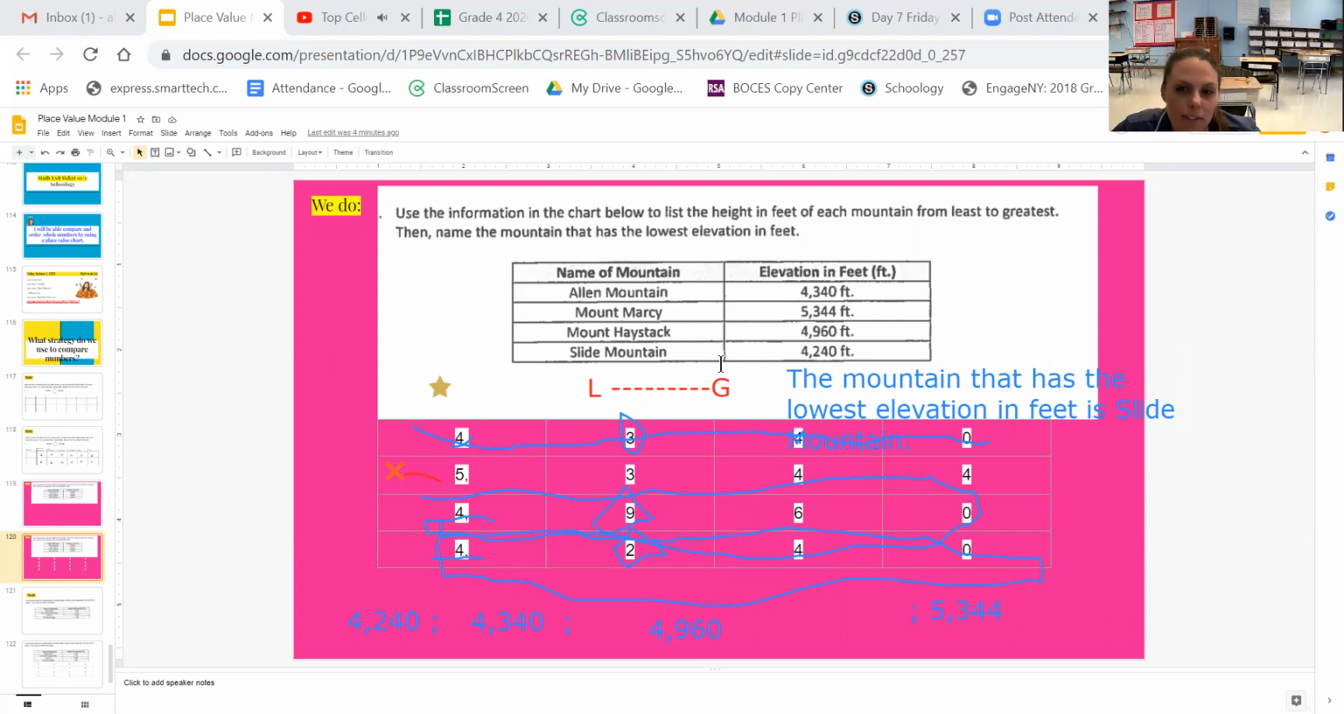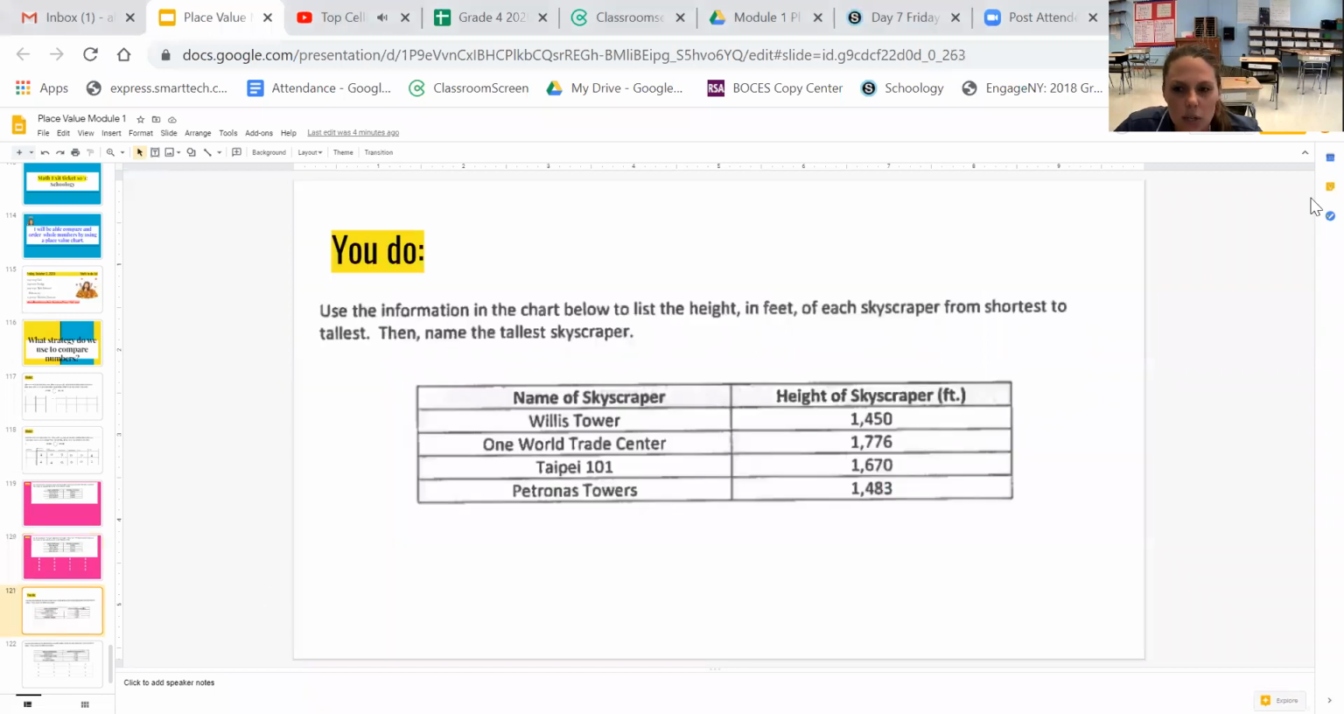Okay? I'm going to have you try the next one all by yourself and then we will go over the answer. So the next one says, use the information in the chart below to list the heights in feet of each skyscraper from shortest to tallest. Again, shortest to tallest. So if I were you, I'd write myself a cheat note: least to greatest. So you know you're putting them in that order, okay? So I'd like you to pause your video, use your place value chart, and go ahead. Don't forget it says, then name the tallest skyscraper. Go ahead, guys. Good luck.